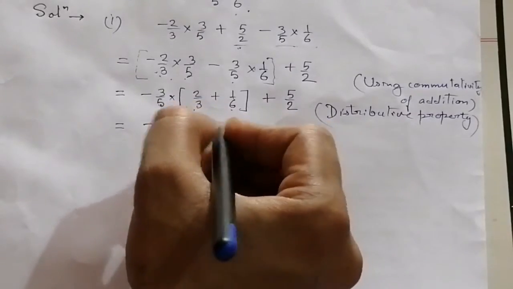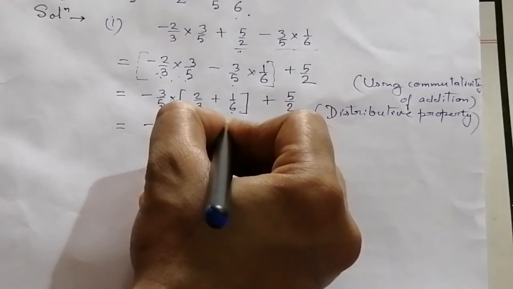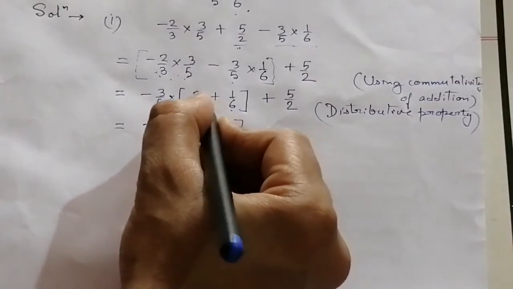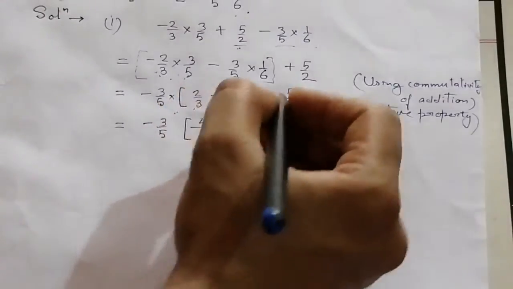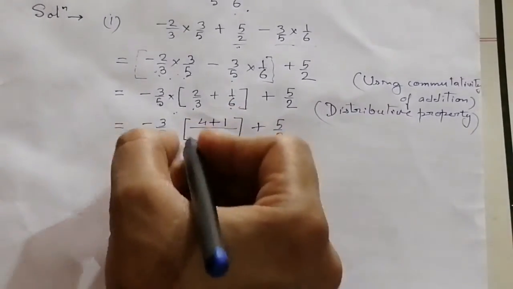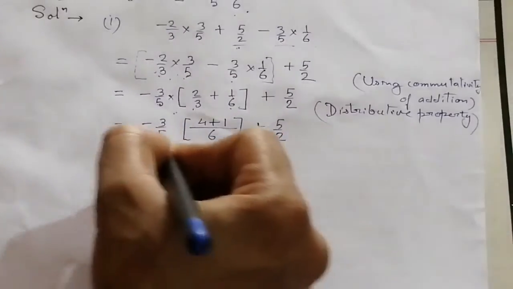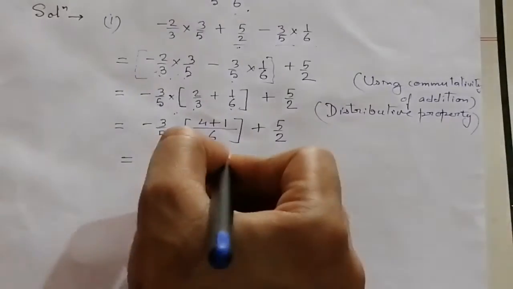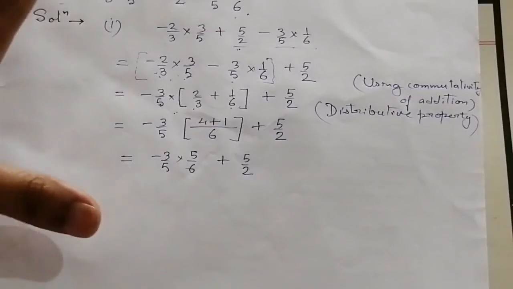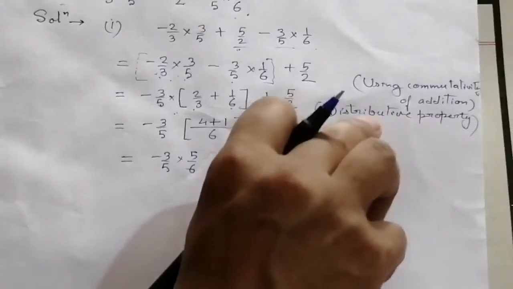You know how to add two rational numbers? Six is the LCM. Here 2 times 2 is 4, plus 1. Okay, and we will further solve it just like we always do. It is 5 over 6 times minus 3 over 5 plus 5 over 2. Here the idea behind this question is, whenever possible we have to use the properties.